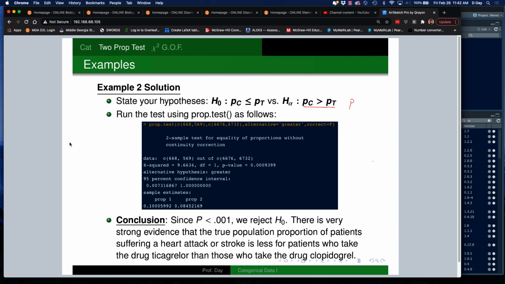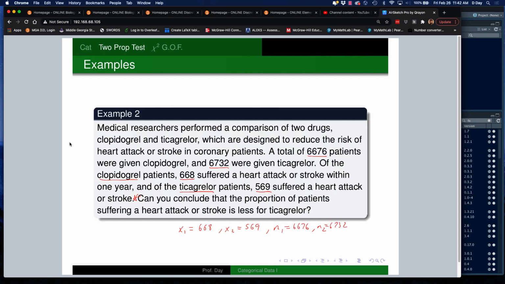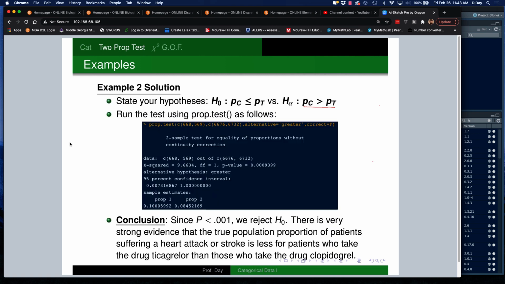You could actually do this also: p_T is less than p_C, and you'll get the same results if you put them in that order, but you just have to reorganize the way you put your data into R. So if we call X1 and N1 the clopidogrel group and X2 and N2 the ticagrelor group, then we have to put them in that order. So this is really X sub C, and this is X sub T. This is N sub C, N sub T. So we have to keep that in mind to keep track of it. All right.